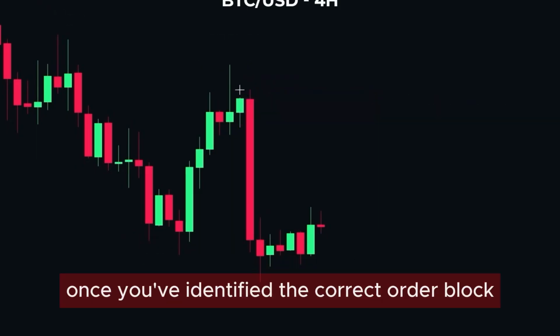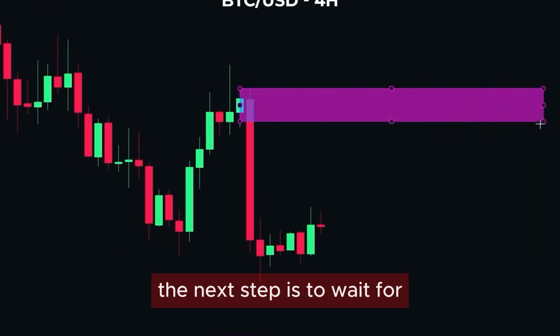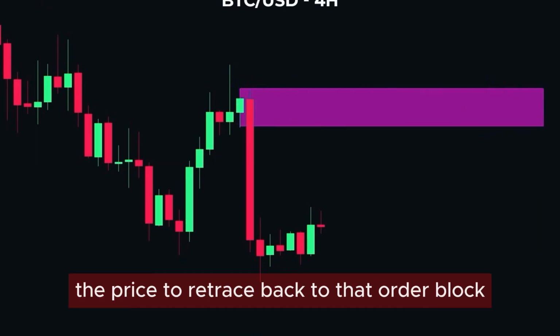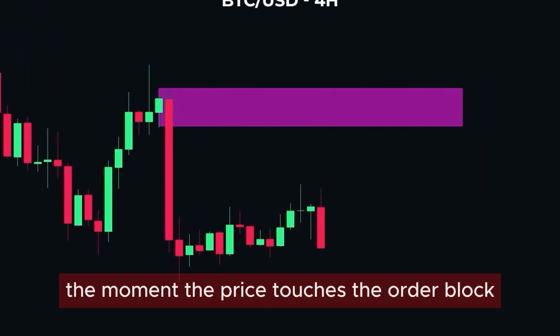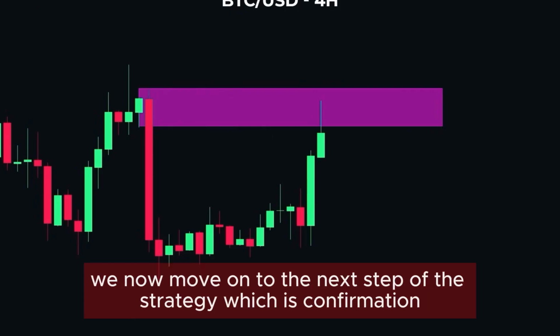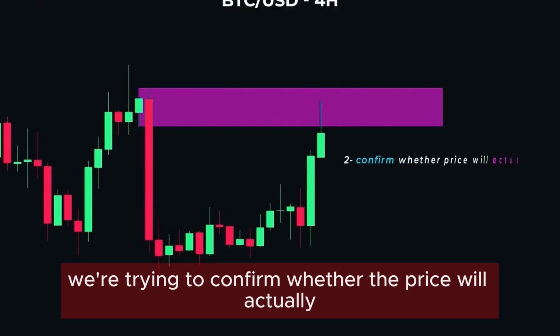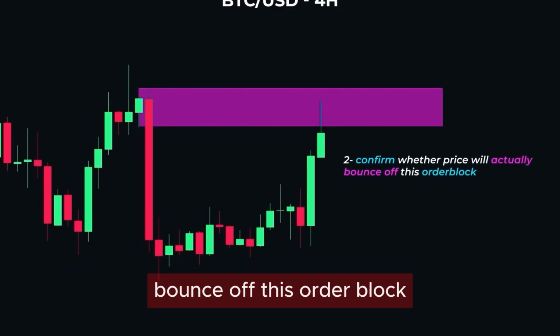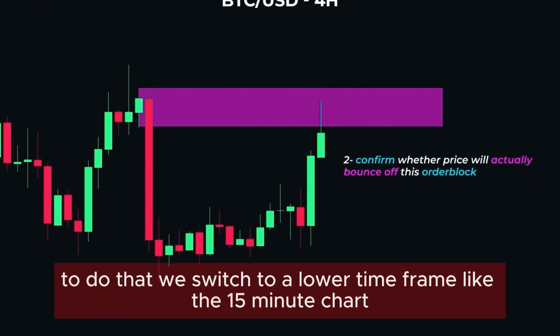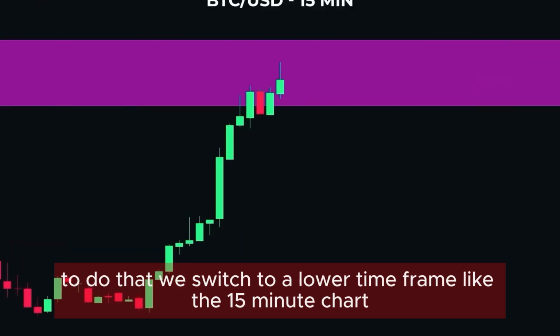Once you've identified the correct order block, the next step is to wait for the price to retrace back to that order block. The moment the price touches the order block, we now move on to the next step of the strategy, which is confirmation. We're trying to confirm whether the price will actually bounce off this order block. To do that, we switch to a lower time frame, like the 15-minute chart.